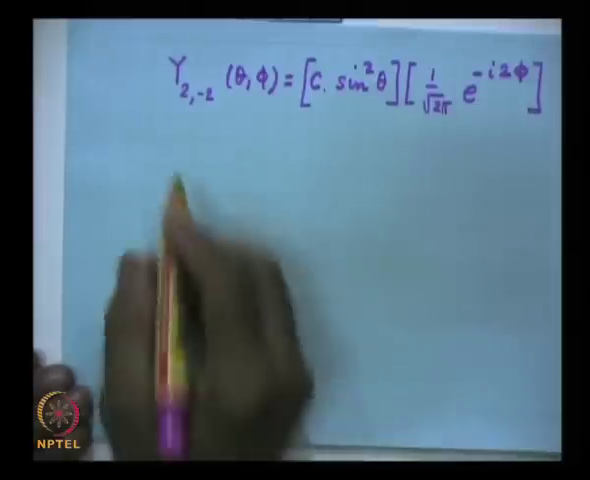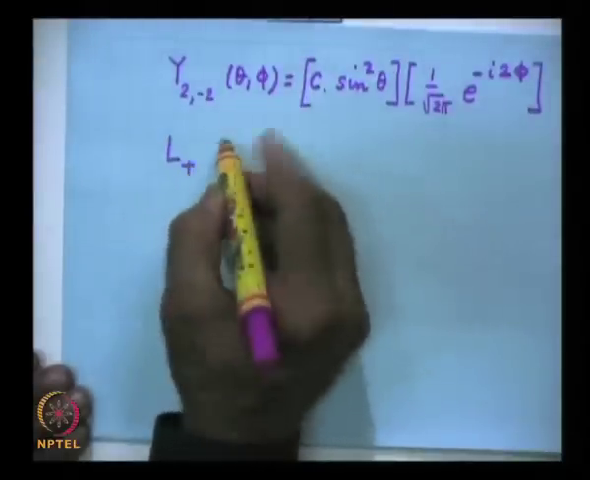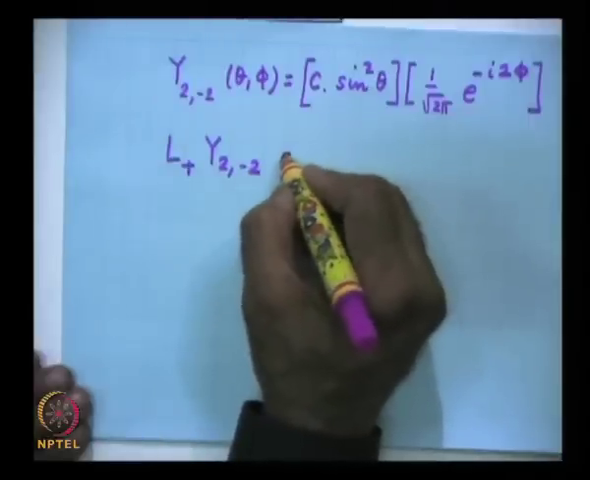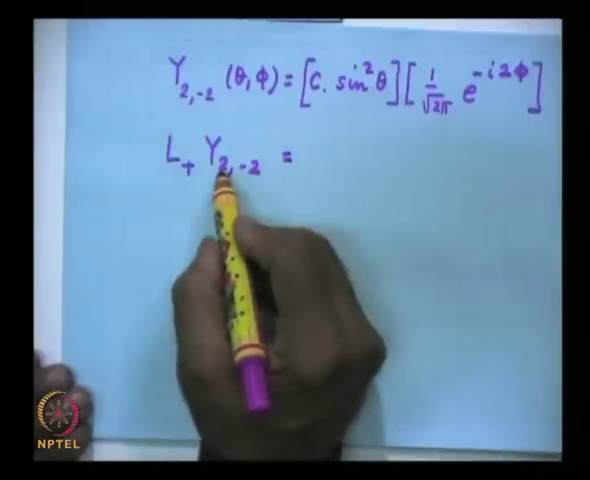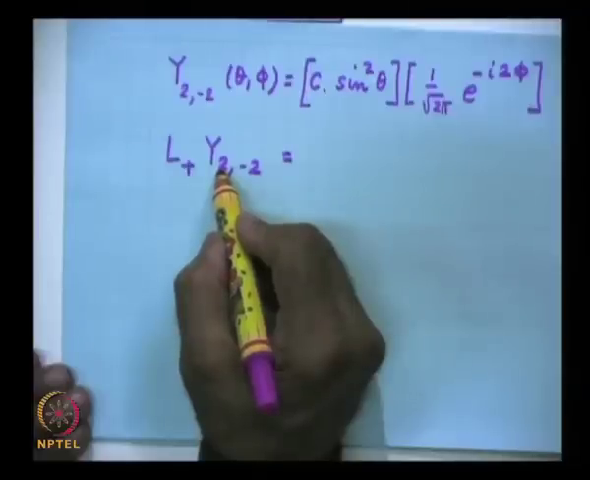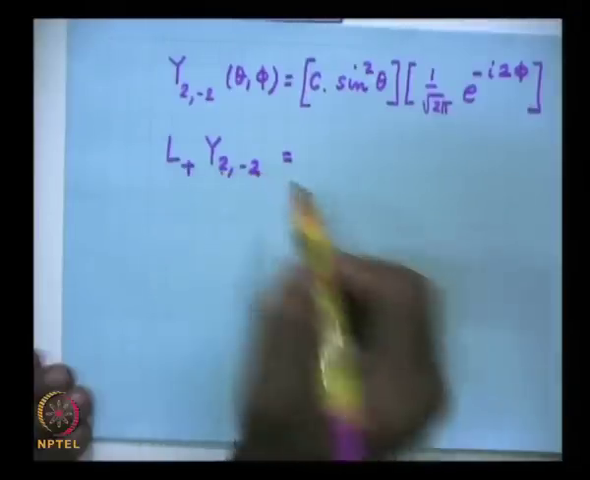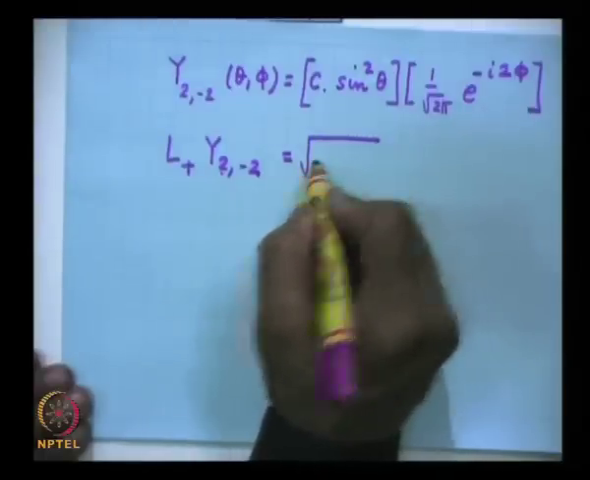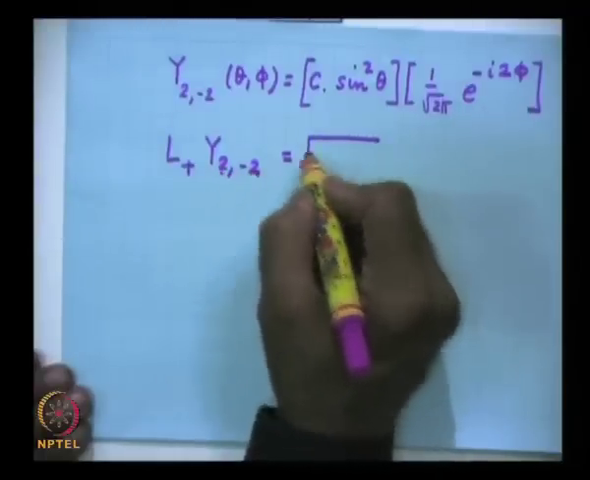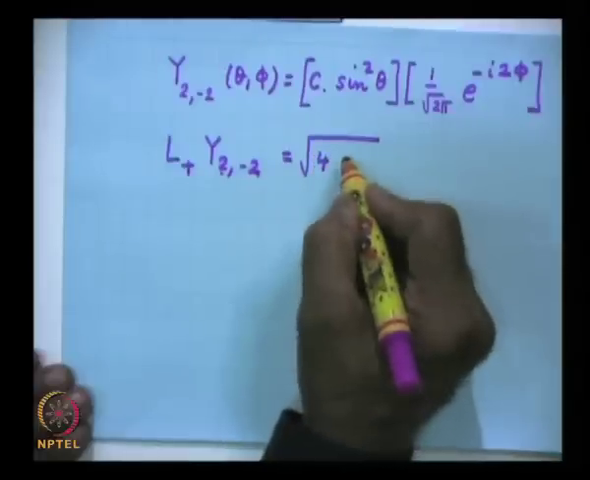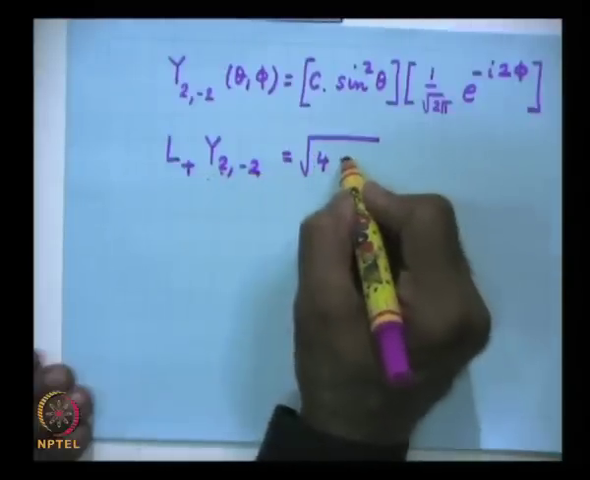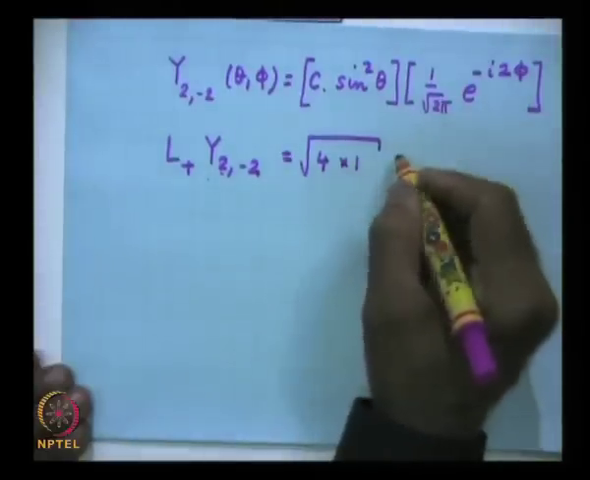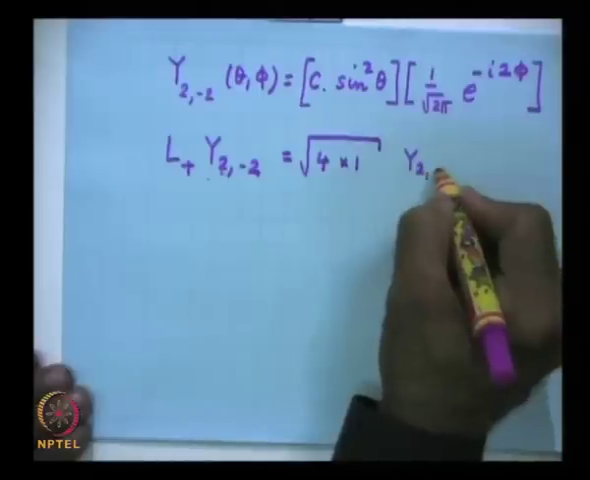So, now you operate this by L plus operator. L plus Y 2 minus 2 will be equal to, for Y 2 minus 2, L is equal to 2 and m is equal to minus 2. L minus m will be 4, and then L plus m plus 1, so that is 1. This into Y 2 minus 1.